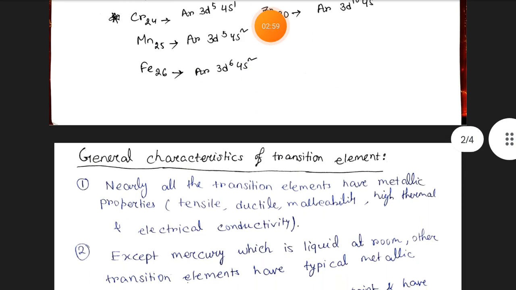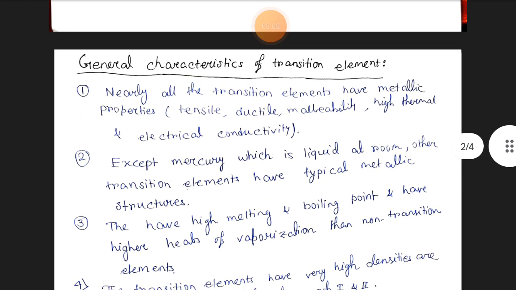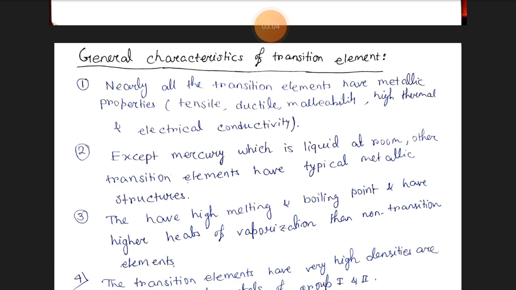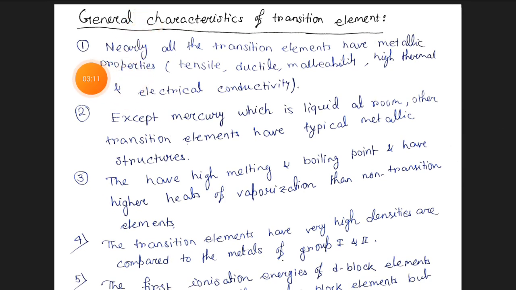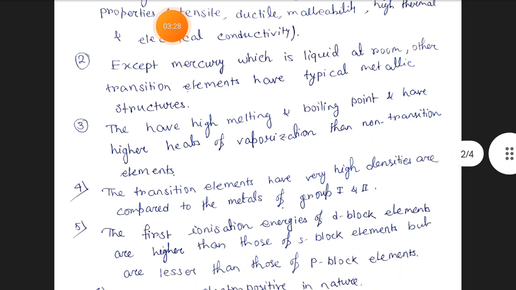Next, general characteristics of transition elements. Basically, questions are not asked from this topic, but it is included in your syllabus, so I have just added this topic. First one is that all transition elements have metallic character, that is tensile strength, ductility, malleability, high thermal and electrical conductivity, etc. Next, except mercury, which is liquid at room temperature, other transition metals have typically metallic structure.